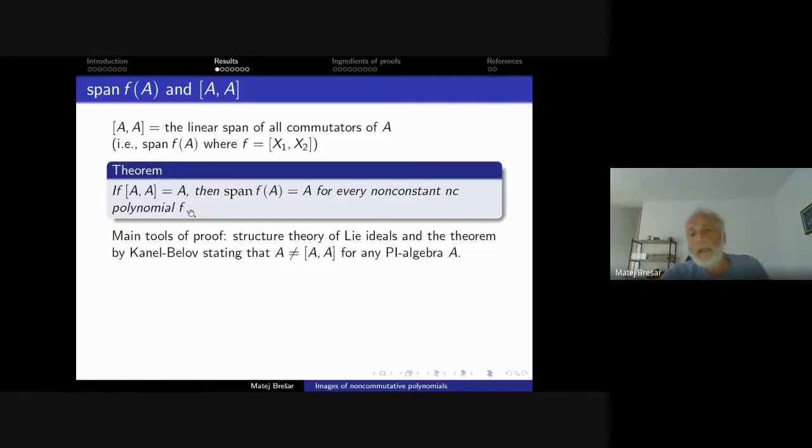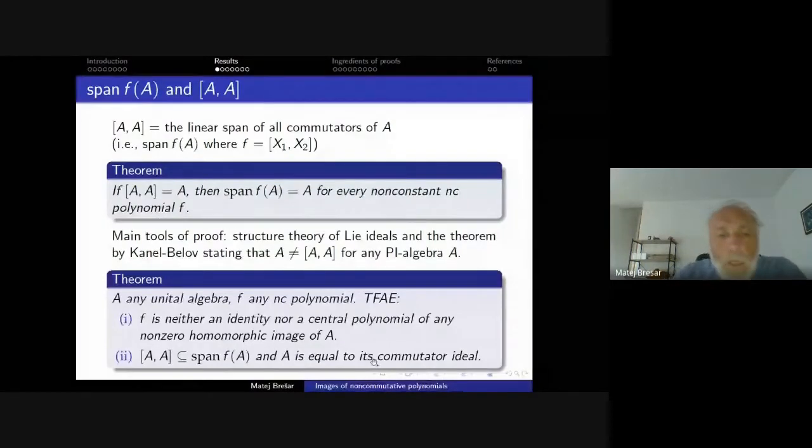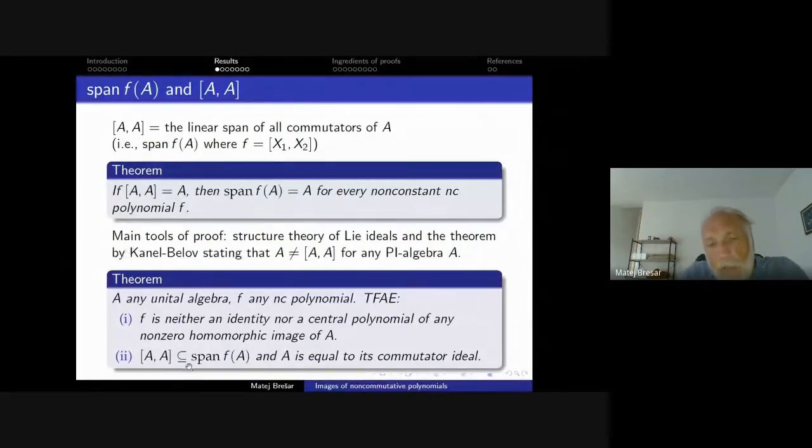Then the second theorem considers a more general situation where the problem is when does the linear span of the image contain all commutators. And this is a sort of very general result. The proof is not very difficult. It uses the theory of Lie ideals, basically.